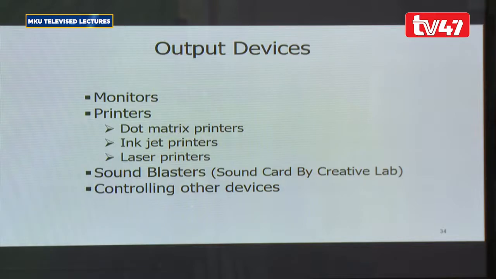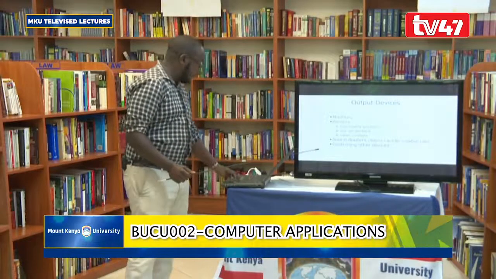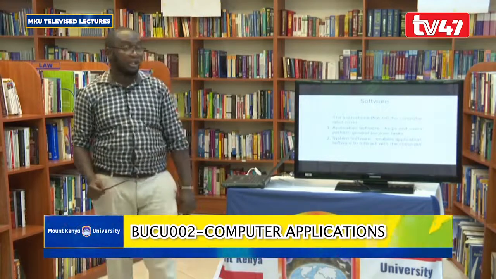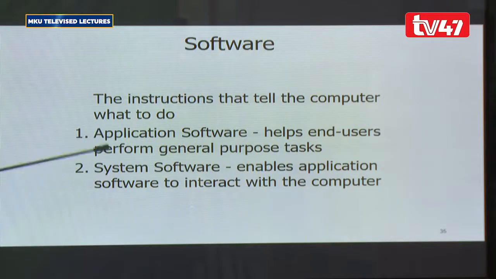So the next thing that we want to move on to is a very important bit of computer software. So what is computer software? Another name for computer software is a program. So the words software and program mean one and the same thing. And this is an instruction that tells a computer what it is supposed to do.